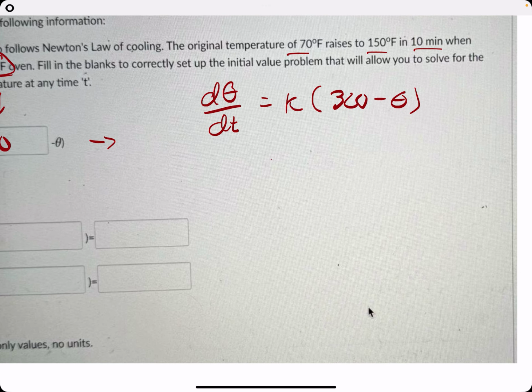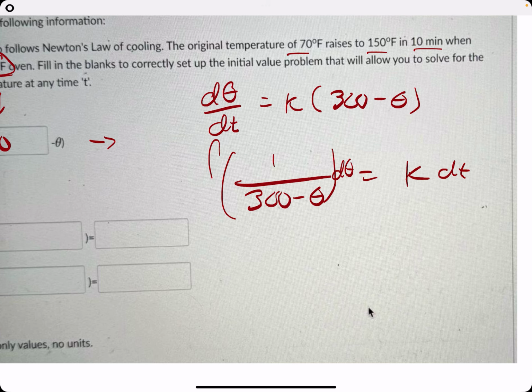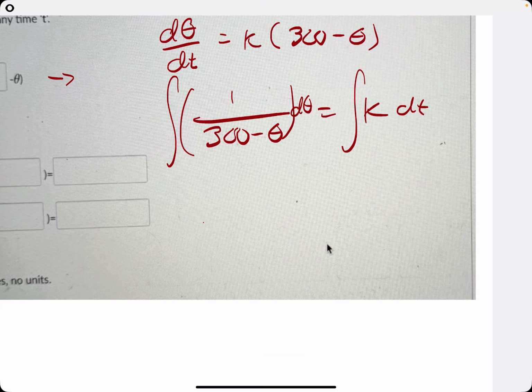Anyway, we want to divide by 300 minus theta and multiply by dt. Keep the d theta. Integrate both sides. We get the natural log of 300 minus theta. I guess use absolute values, and make sure to tack on a negative. We've talked about that before.